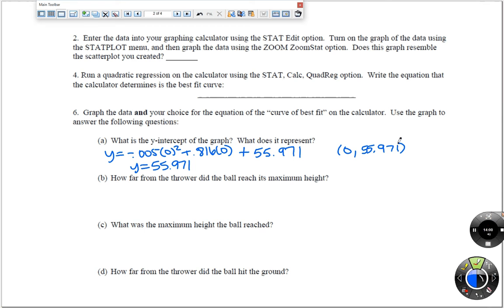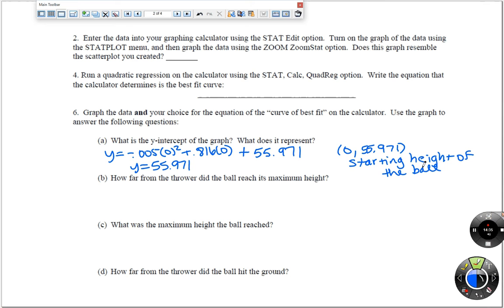Because this literally means, remember, our x represents distance from the thrower. So at a distance of 0 from the thrower, the ball was at a height of 55.971 inches. So this is the starting height of the ball, the height that it left Jeremy's hand, how he was holding it at 0. All those would be acceptable answers for what this represents. So this should be very similar to what we did with linear stuff. We're just using a quadratic instead.